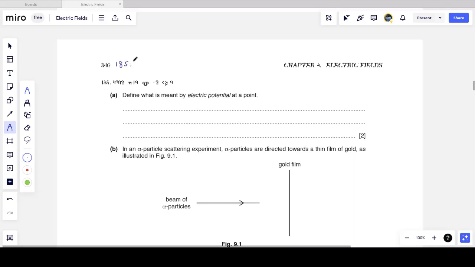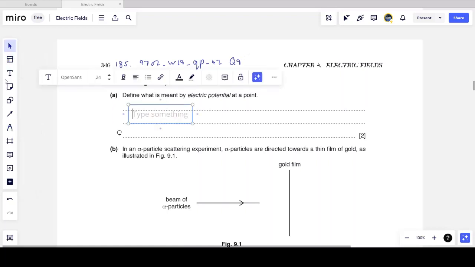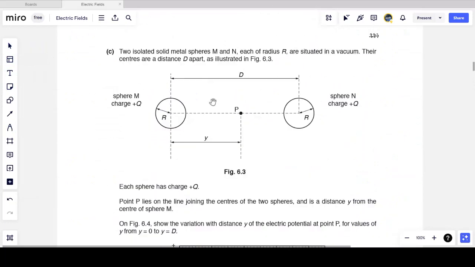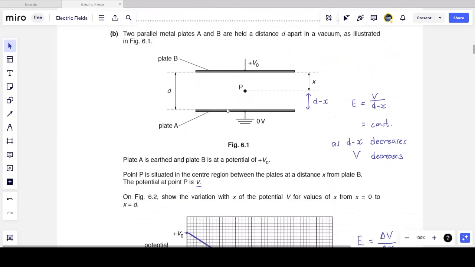The next question is 185, and this question comes from the winter exam of 2019. That's November-December 2019. This is question paper 4, variant 2, and question number 9 from the paper. And guess what? We start with the exact same thing. I'm not even going to type this out again. I'm going to steal this from the previous question.